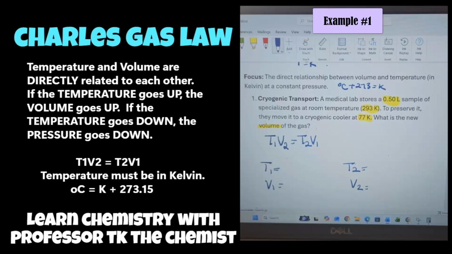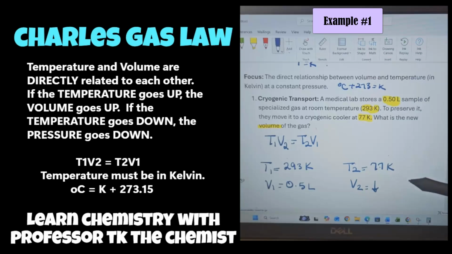All right, so let's go ahead and write these down. So T1, the first temperature, was 293 Kelvin. But guess what? They moved it to a cooler environment, which was 77 Kelvin. So that temp dropped. You already know if the temperature drops, what is the volume going to do? The volume is also going to drop. Okay? Now, by what factor?